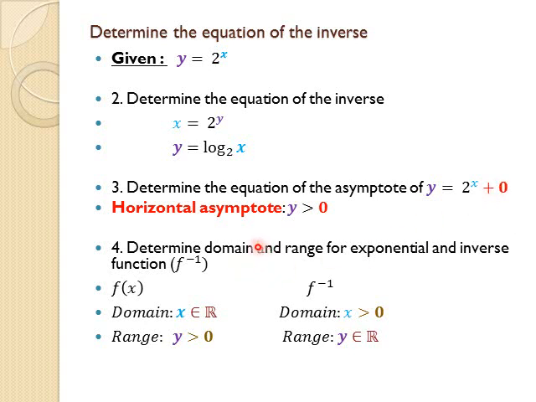Say determine the domain and range for the exponential and inverse function, for f of x, or y there, and f inverse. The domain here is x an element of the real numbers. The range of the inverse would become y an element of the real numbers. You see x and y swap places. The range is y greater than 0, because it's an asymptote. A is positive, and b is positive there, and the a in front is positive, so it's above the asymptote, so y greater than 0. Therefore my inverse domain is x greater than 0.